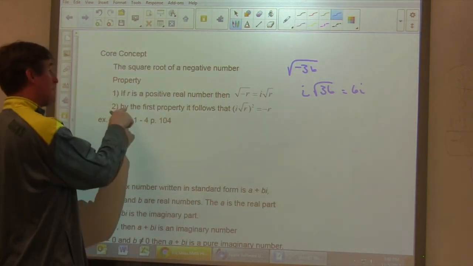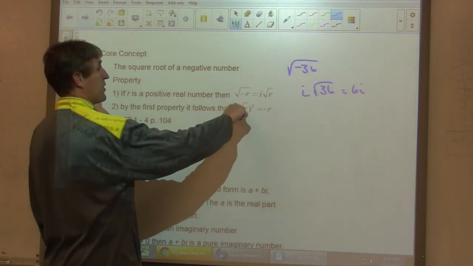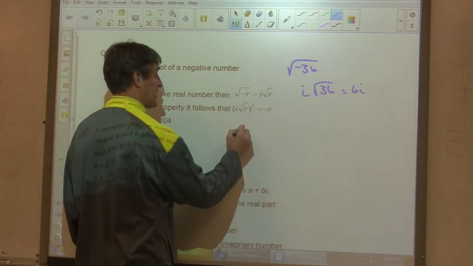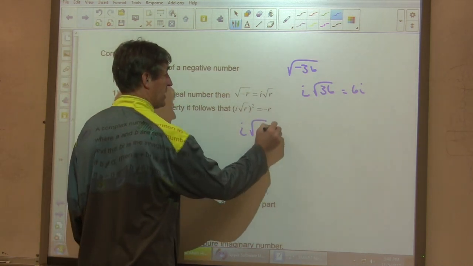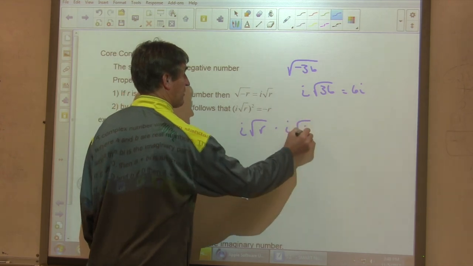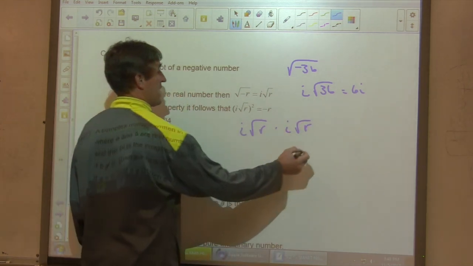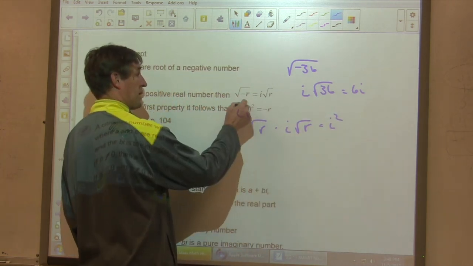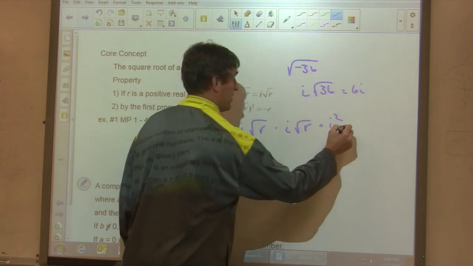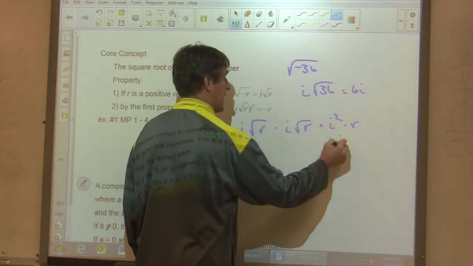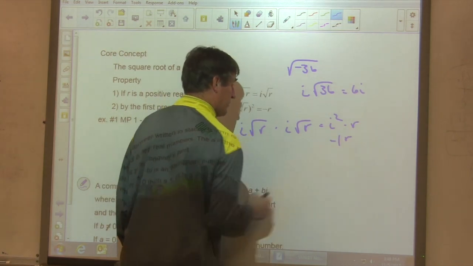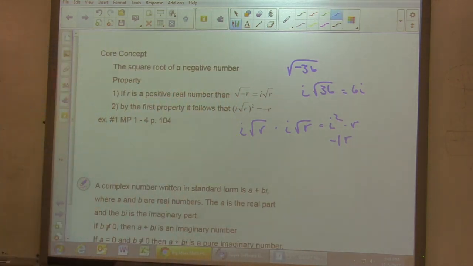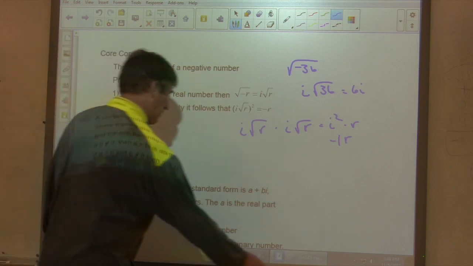By the first property it follows that i squared times r would be negative r. And so let's look at that. So they're saying i times the square root of r times i times the square root of r. Well, this gives us i squared, and the square root of r times the square root of r, the square and the square root cancel each other, so that would be r, and then i squared is negative 1. So we get negative r. So that's pretty easy to see. So let's look at example 1 on page 104.